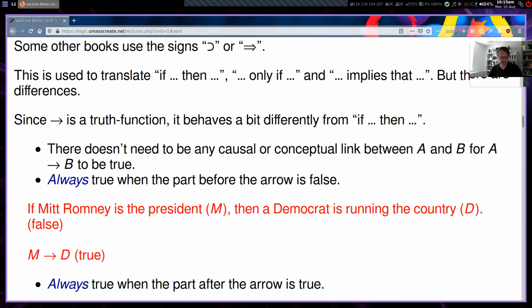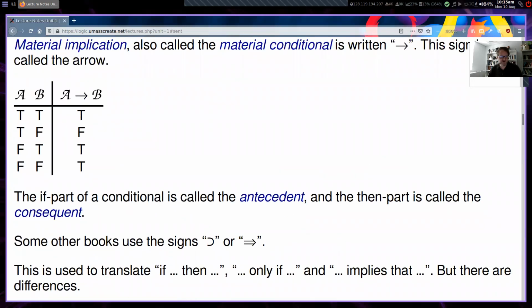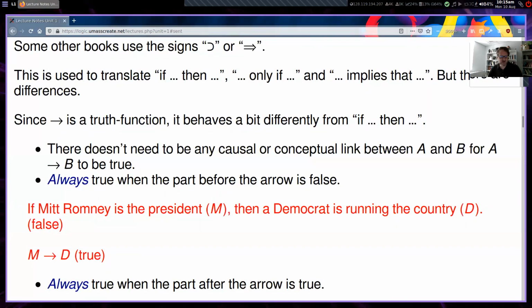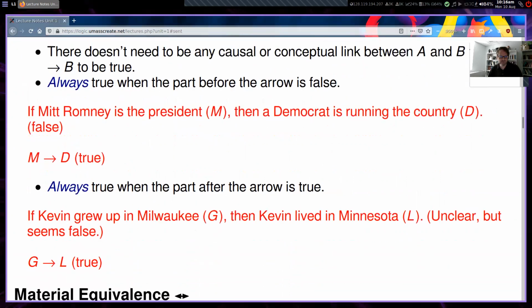But if we look at the parts, Mitt Romney as president is false. A Democrat running the country is also false. False arrow false is true. If we write this with an arrow, we're going to regard this as true, because we just care about the inputs. If we have false on both sides, we're going to regard that as true.